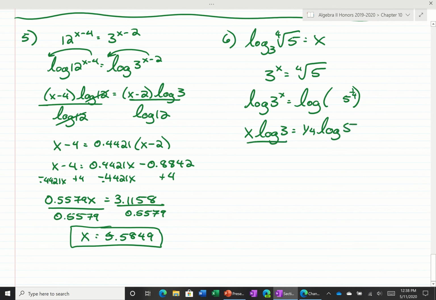And then we're going to divide both sides by the log of 3. So I'm going to type in log of the 4th root of 5, and I'm going to divide that by the log of 3. And my calculator tells me that x would equal 0.3662.